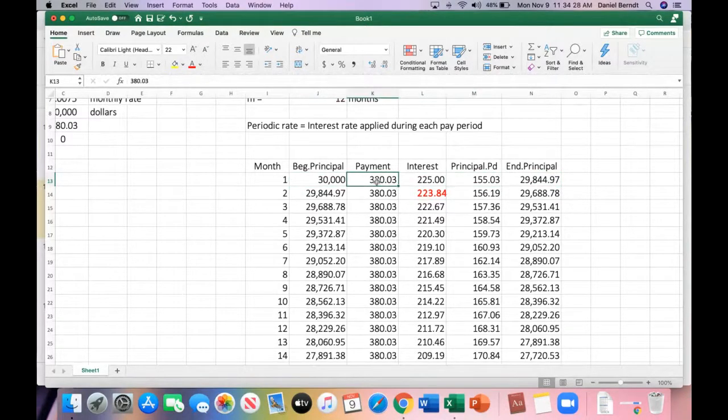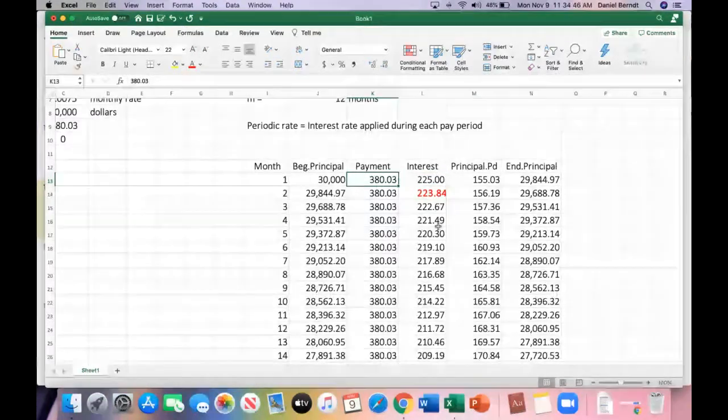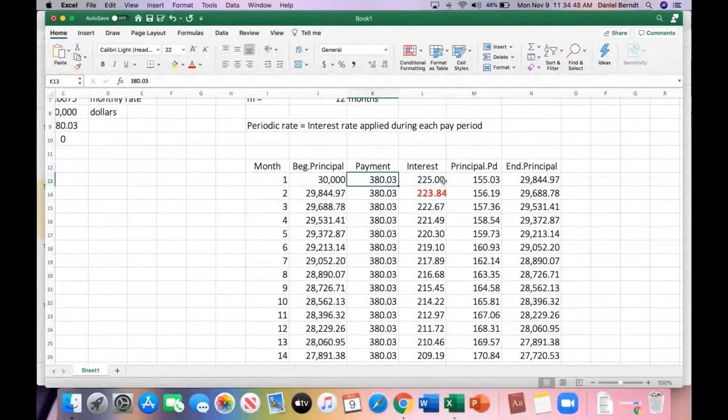If you think about it, this payment is comprised of these two things. The interest paid and the principal paid equal that payment. So these two columns added together will always equal this column. Your interest column is literally the cost of borrowing, so it does not go towards your principal at all.